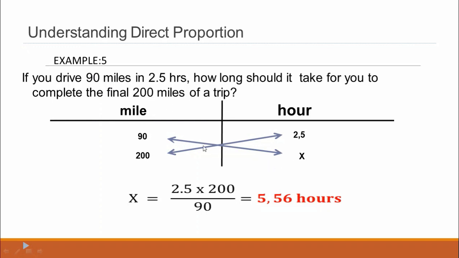So for direct proportion, multiply these two quantities and multiply these two quantities. Since 90 is connected with the unknown variable, dividing this expression by 90, we obtain x is equal to 2.5 multiplied by 200 divided by 90, and after simplification we get the hour is 5.56.